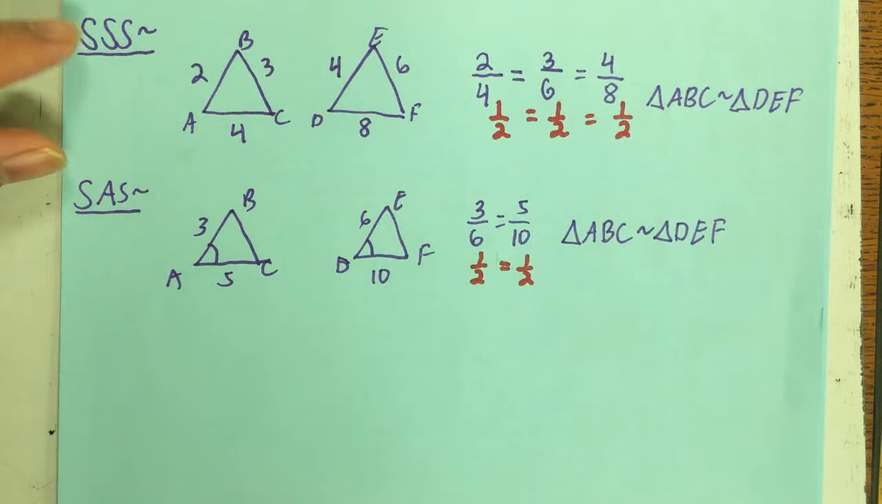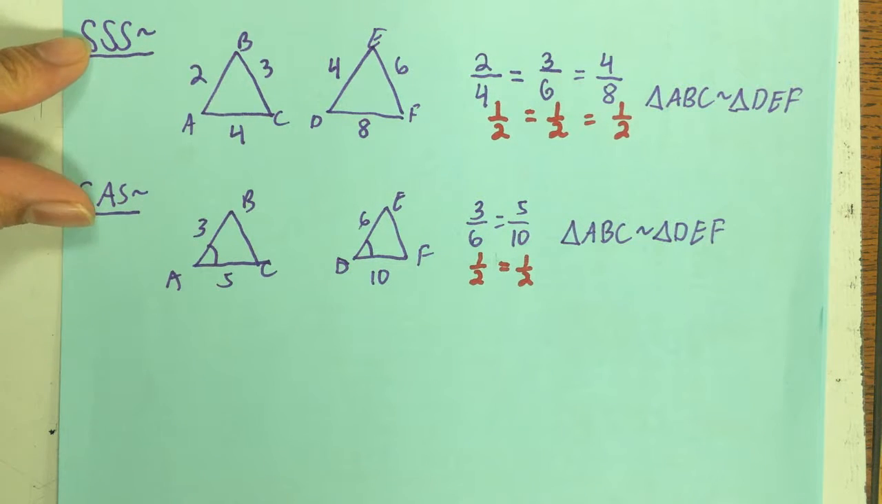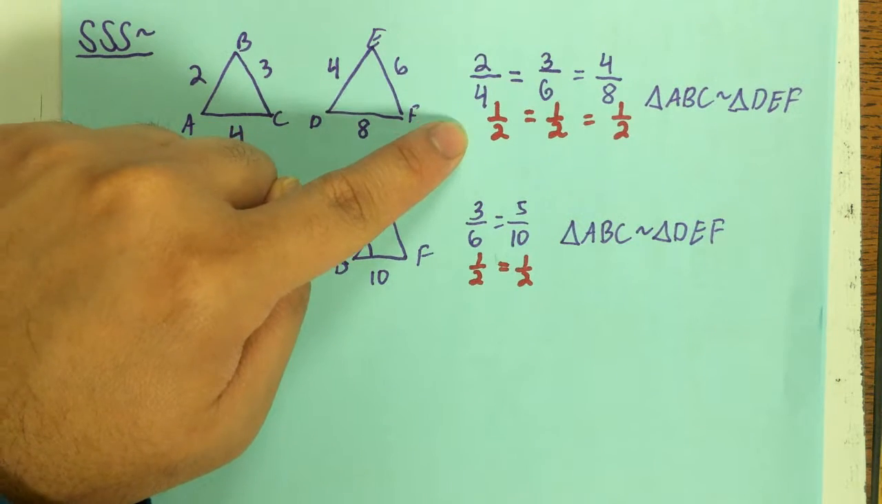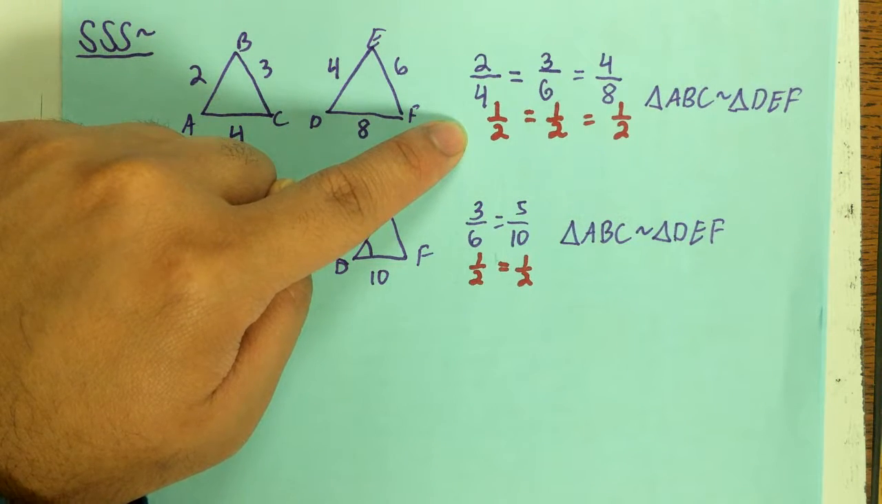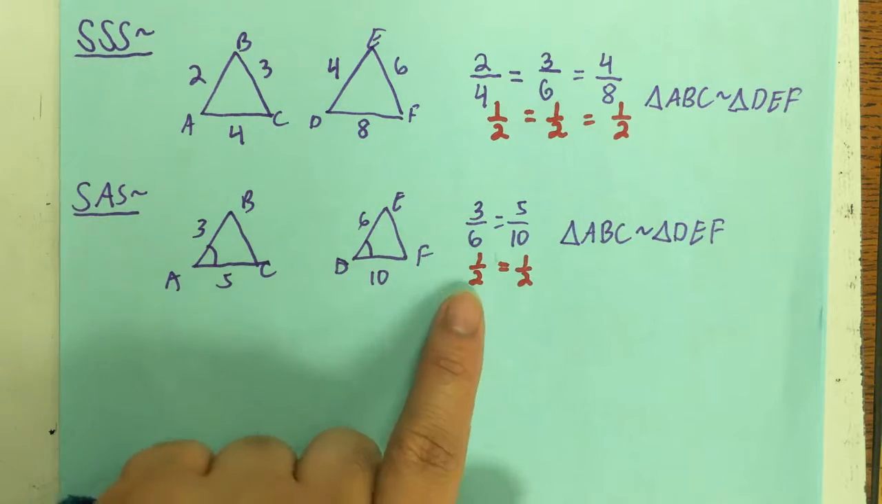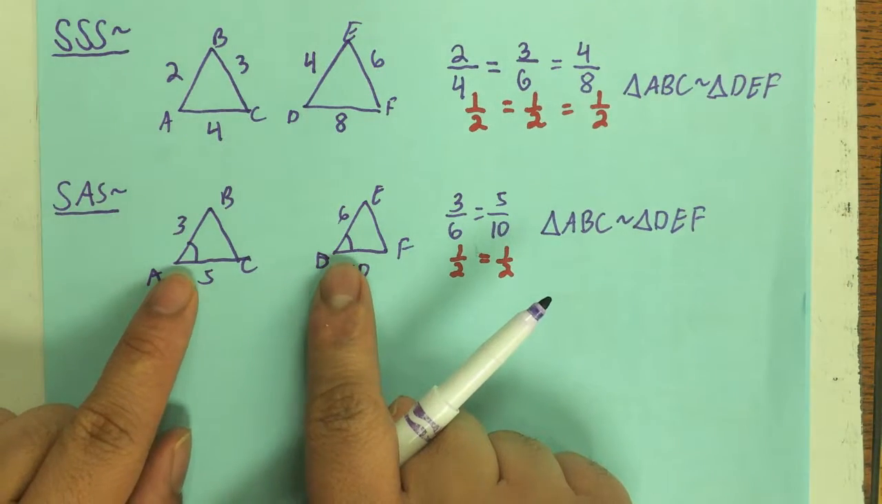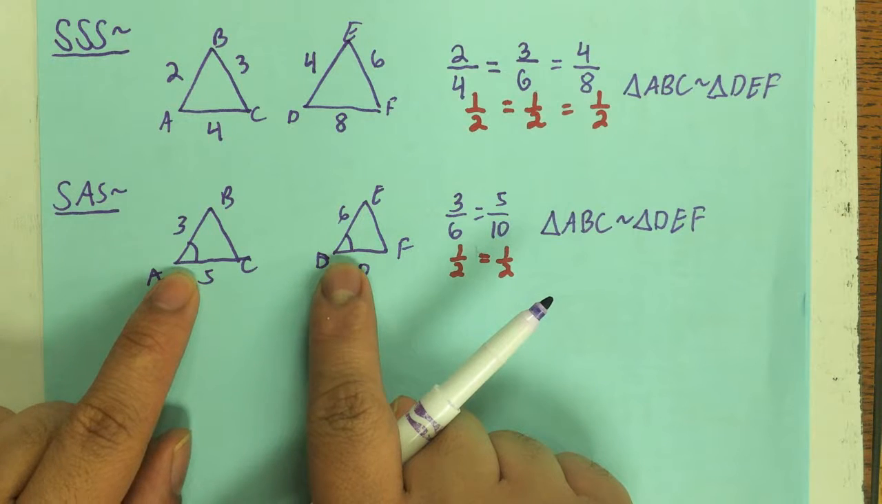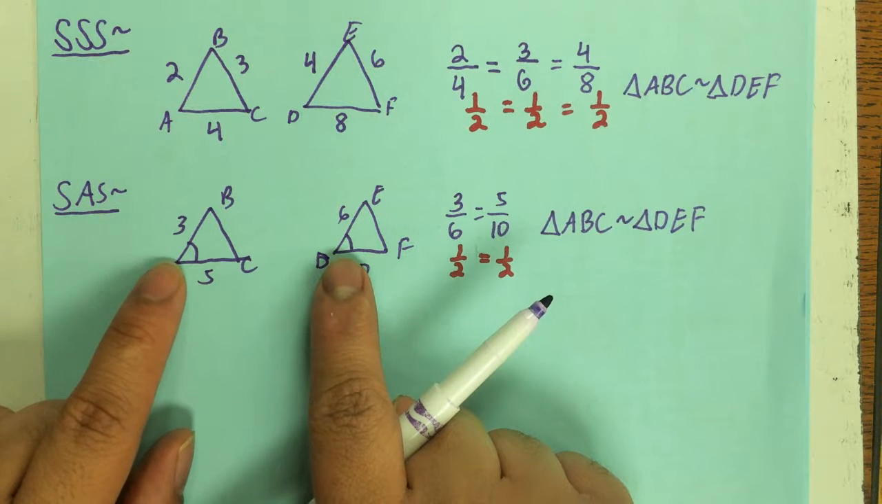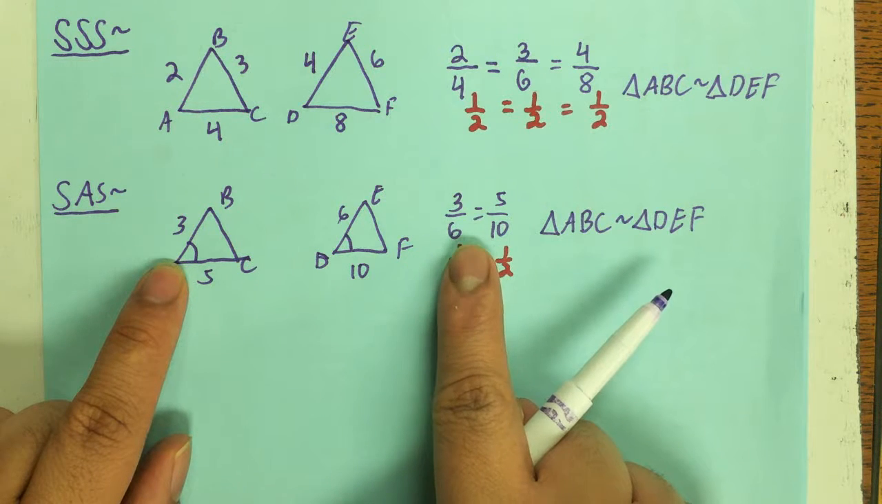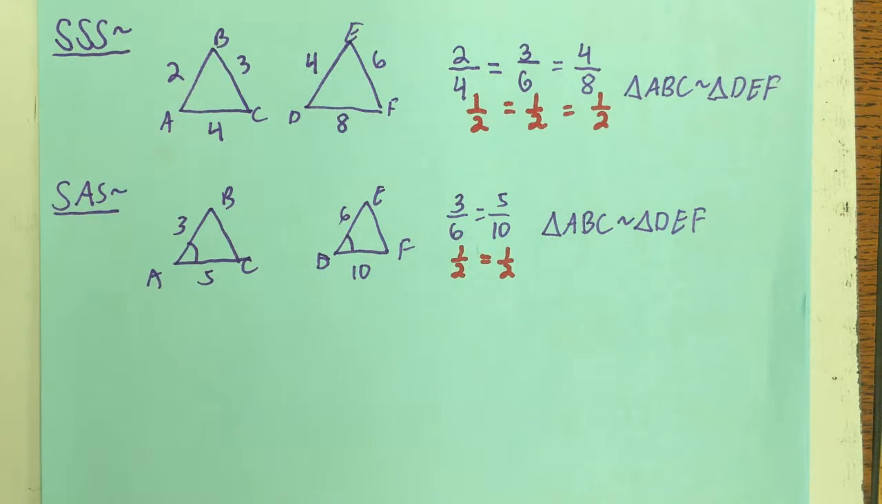So the difference between SSS similarity and SAS similarity. SSS, you need to have all three sides proportional. However, SAS, if you only have two sides, but their included angle, the angle in the middle of those two sides, are both congruent, then we can just use two sides and check if they're similar. So check the proportion for similarity.